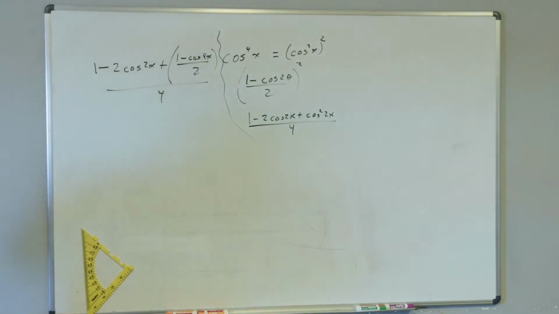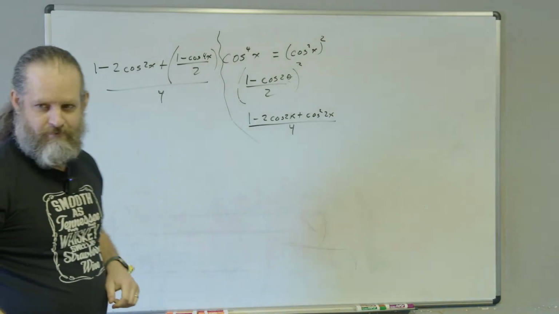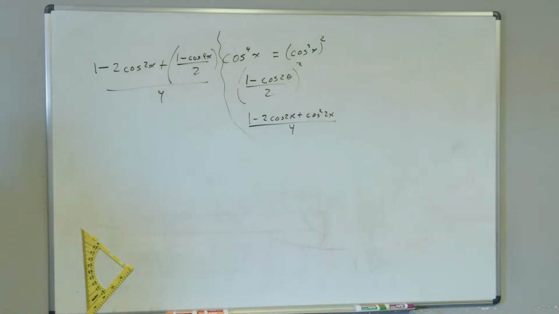So what do we need to do to unuglify it? We should definitely get rid of that 2 on the bottom. How would we get rid of that 2 on the bottom?